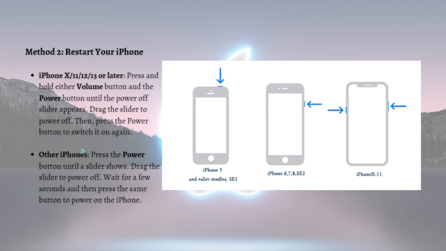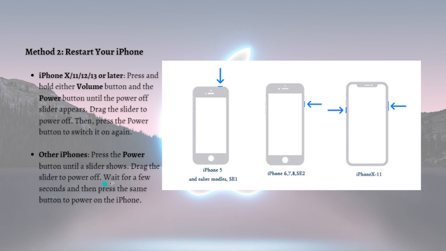How you restart an iPhone depends on the model you are using. So here is how you can do it. For iPhone X and later models, just press and hold either volume button and then the power button until the power off slider appears. Drag the slider to power off and then just press the power button to switch it on again.